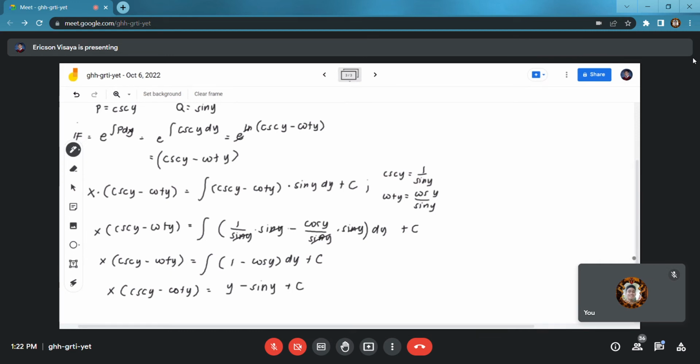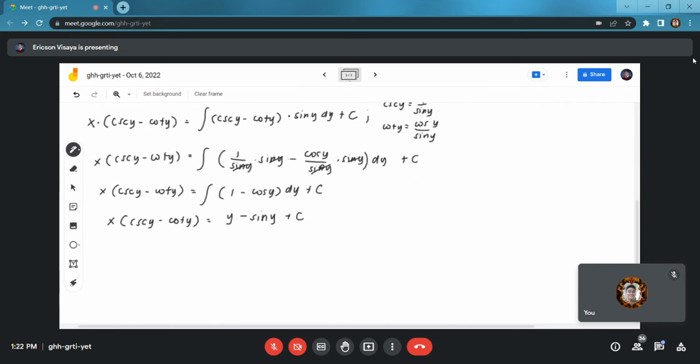After this, proceed to step 4. Just divide by our integrating factor. Therefore, our answer is x is equal to y minus sine Y plus c, all over cosecant Y minus cotangent Y.